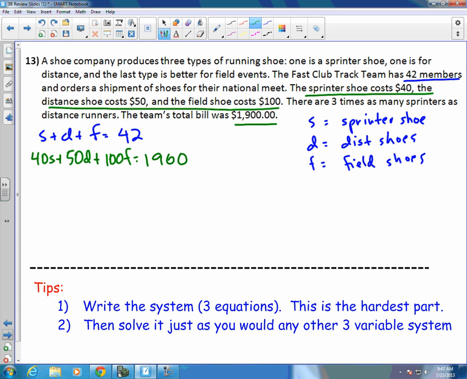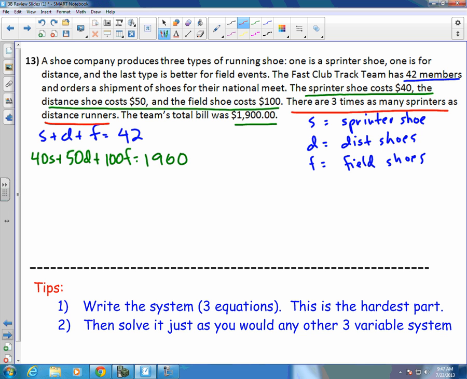So there's equation number 2. Now there's always going to be a third equation. This is the one that's kind of different because I have 3 variables, so I need 3 equations. If you had 4 variables, you would need 4 equations to solve. The third equation is given by this sentence right here. It says there are 3 times as many sprinters as distance runners.